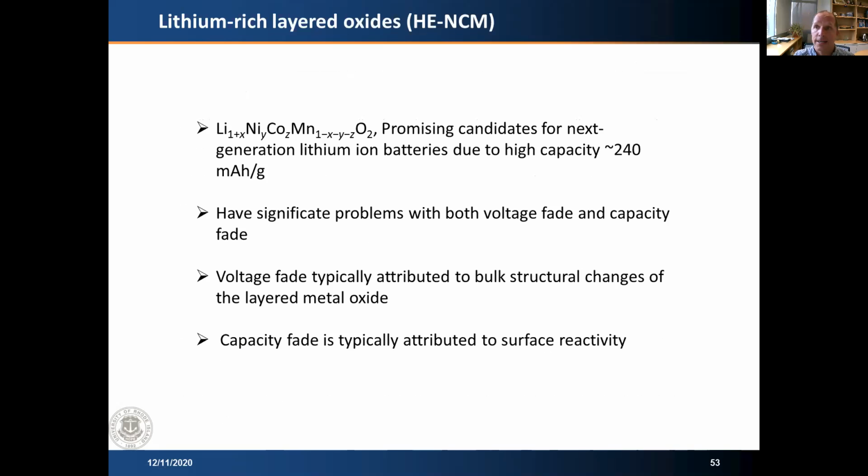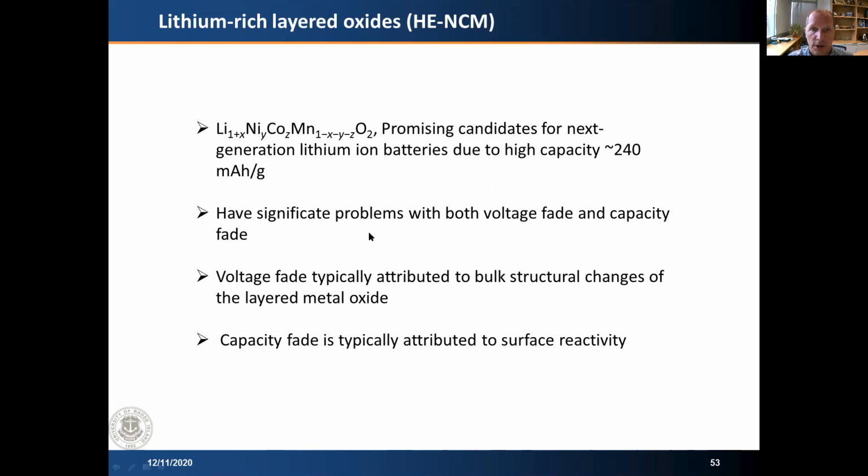This brings us to the final section of cathode materials, which is the lithium-rich layered metal oxides, or high-energy NCM materials, which is depicted by this molecular structure. These are very promising candidates for the next generation of lithium-ion batteries, primarily due to the extremely high capacity, 240 milliamp hours per gram. Most of your NMC materials, even with high nickel content, are more around 200 milliamp hours per gram. So this is a significant improvement in the overall capacity of the material.